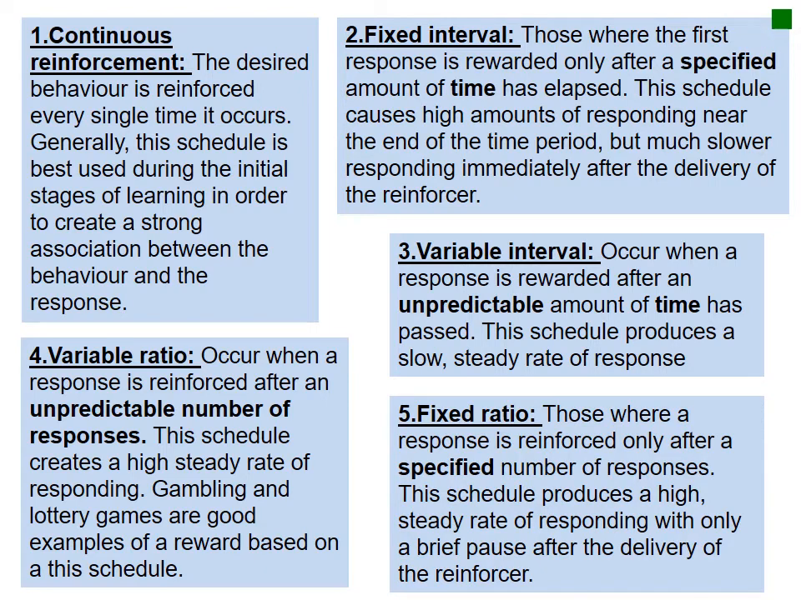In the 2017 AS paper, this was a question and you had to be able to name the schedules of reinforcement and explain what they were. The first one is continuous reinforcement. That basically means that you are rewarding the behaviour every time it occurs. So every time you do your homework, I'm going to give you a sweet. And the great thing with this is it creates the strongest association, and it means that the association is learnt the quickest.